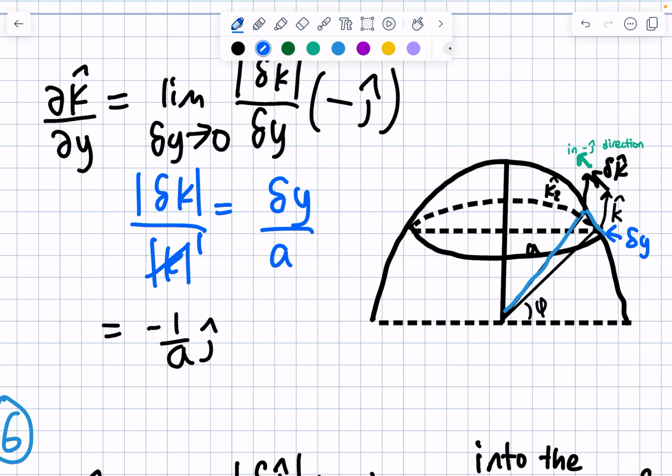So we can use similarity of triangles, the magnitude of dk over the magnitude of k, because a magnitude is a length. These are just vectors; they point in a direction and they have a magnitude. That's why we're doing these magnitudes. So it's delta k over k. The k goes to 1, and that's similar to this delta y over a. And plugging this in here, we get negative 1 over a j hat.